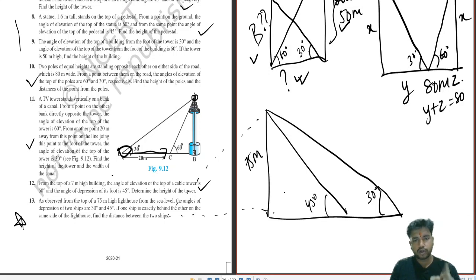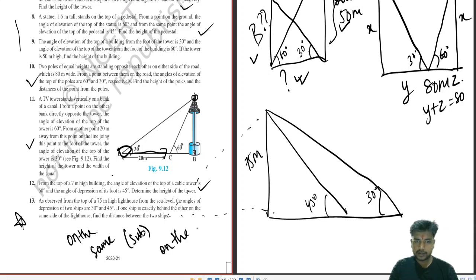At home, you will solve when the two ships are on opposite sides. Here, I will solve when the two ships are on the same side. The logic behind the sums: if the two ships are on the same side, the distances are subtracted. If the two ships are on opposite sides, the distances from the lighthouse are added. Remember this point. If they are on the same side, subtraction. On opposite sides, addition. Okay, remember this concept.